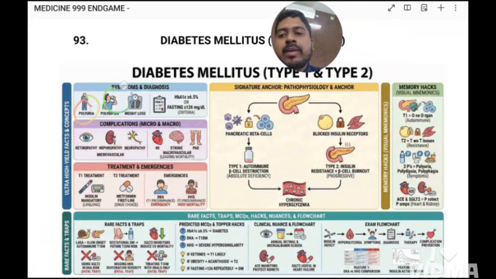So what are the symptoms? Polyuria, polydipsia, weight loss and polyphagia also. I think I have already told you this. HbA1c more than 6.5, or fasting blood glucose more than 126, or postprandial more than 200. So these three are the criteria.